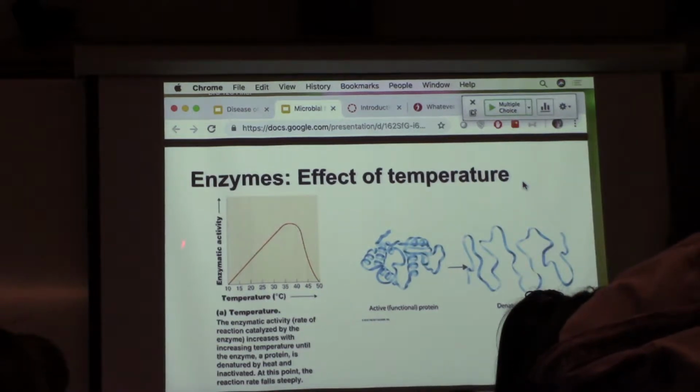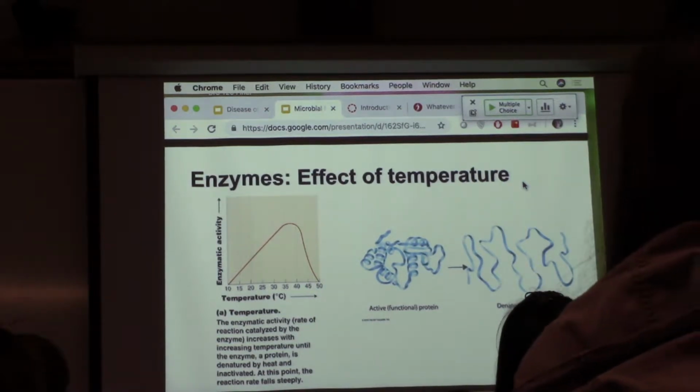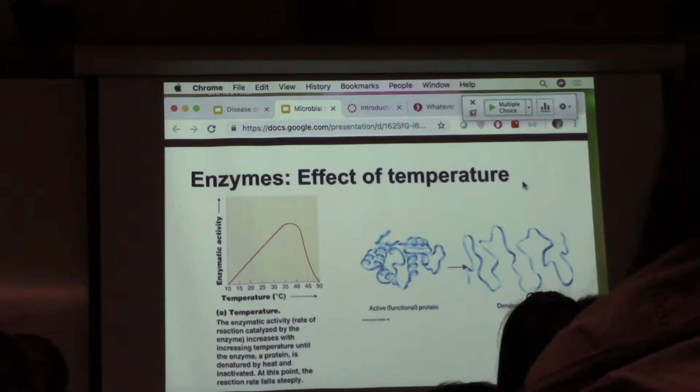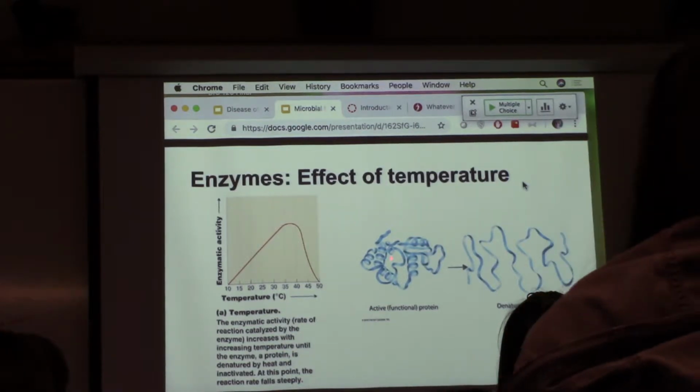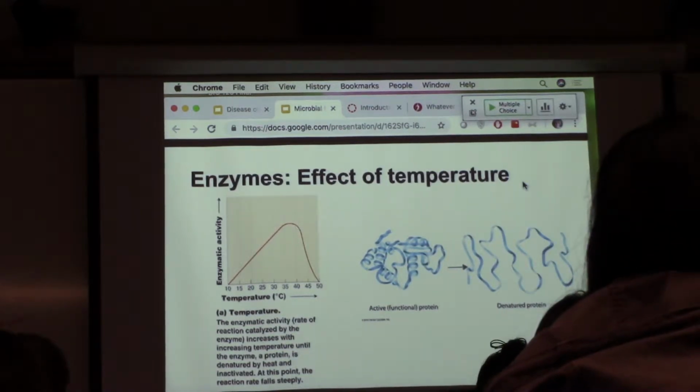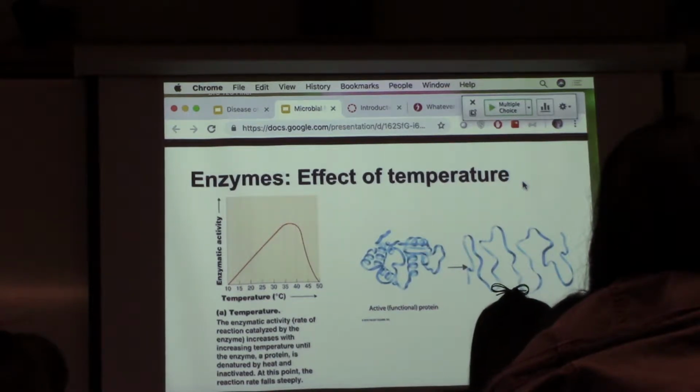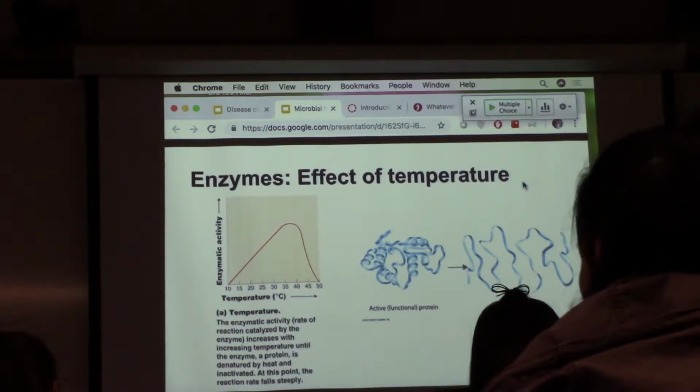If this was a bacterium that lived in the hot springs in Yellowstone, one of those cool archaea, then this would be shifted way over here, right? Because its enzymes would be designed to work at really high temperatures. So depending on the optimal temperature for an organism, its enzymes are going to have evolved to work at those temperatures too. All right, so this is a denatured protein.